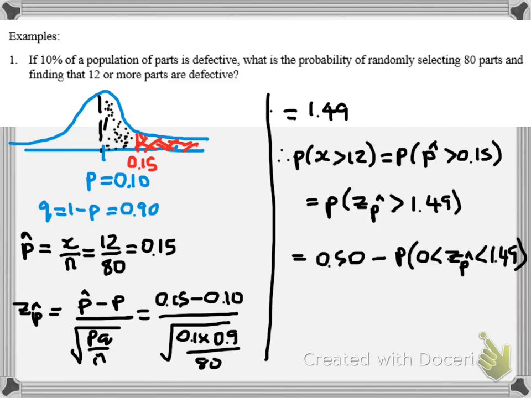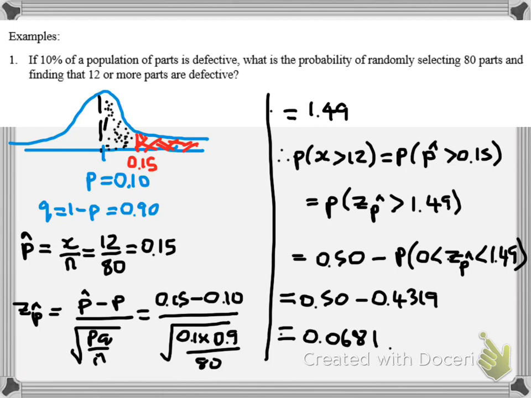So now all we're going to do is find the probability that X is greater than 12 defective parts, which is the same thing as saying the probability that the sample proportion is greater than 0.15, and that's the same as the probability that the Z score is greater than 1.49. So in your table of values, if you look for 1.49, you would get the area that I shaded in black in the picture over here, right? This area here is what you're going to get for your 1.49 in your Z table, which is 0.4319. Subtract that from 50% because half the normal curve is 50%.